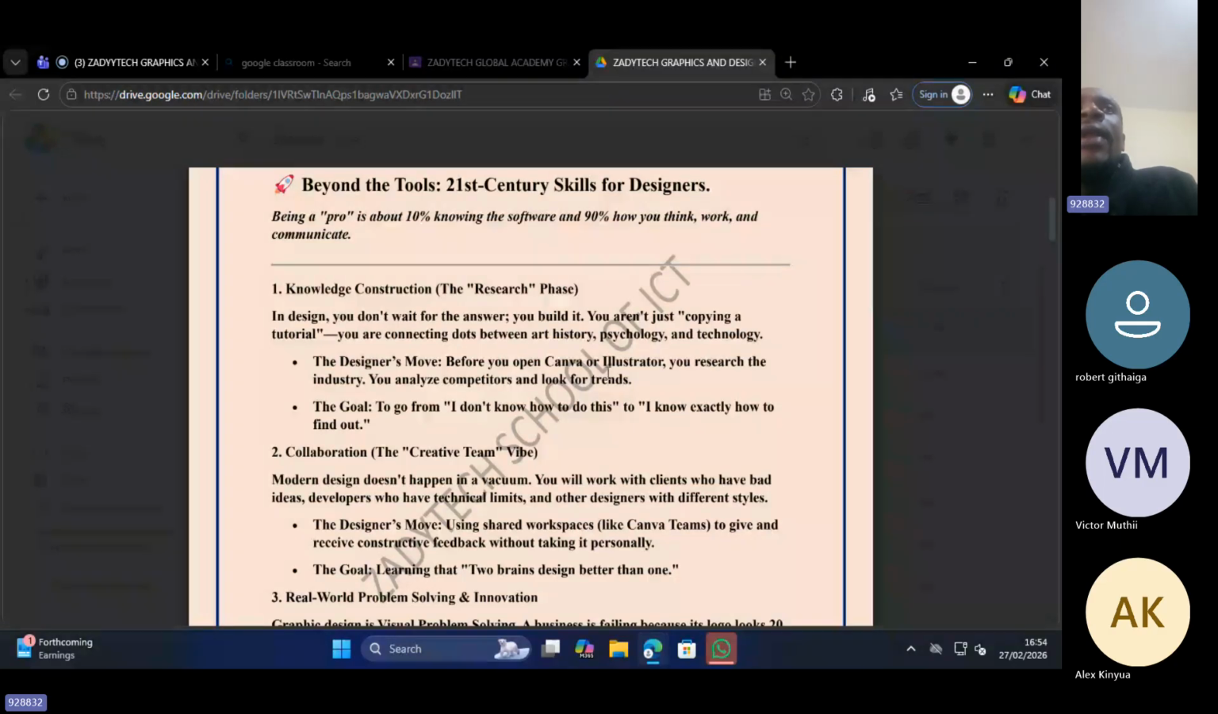Another one under knowledge construction is the goal. To go from I don't know how to do this to I know exactly how to find out. Yes, you must have a goal. Yesterday we talked about a goal. What's the goal of designing this business card? What's the goal of designing this logo? The goal is to make sales. The goal is to make the business visible. The goal is to tell the community that we shall be having a crossover Kesha.